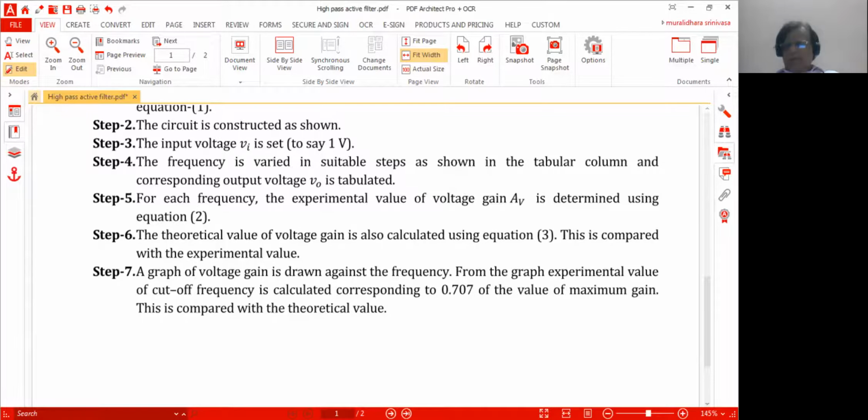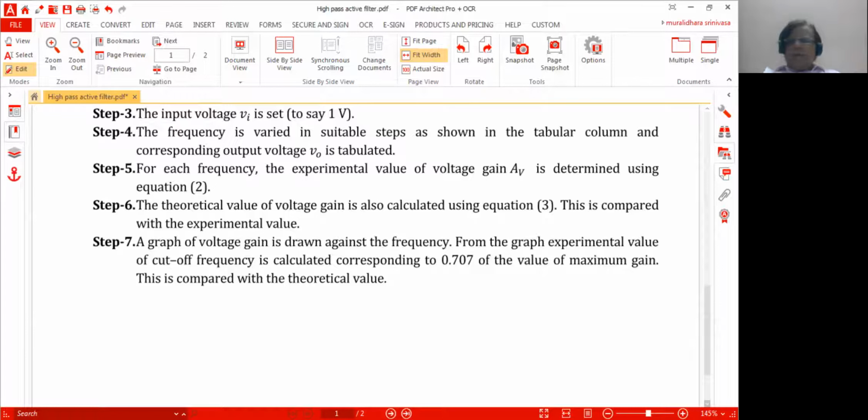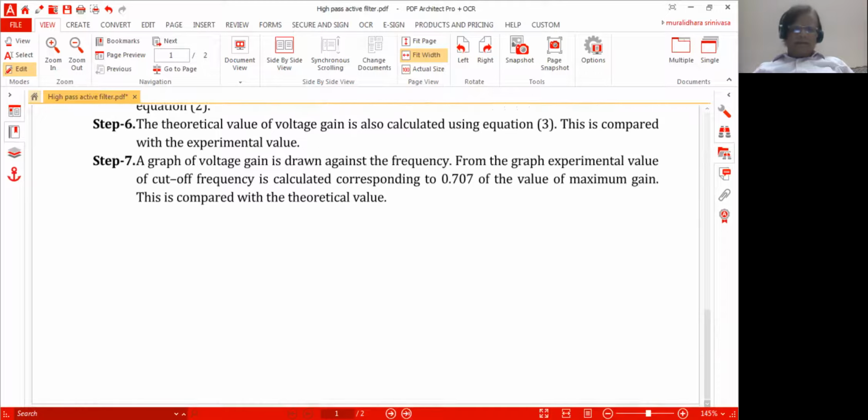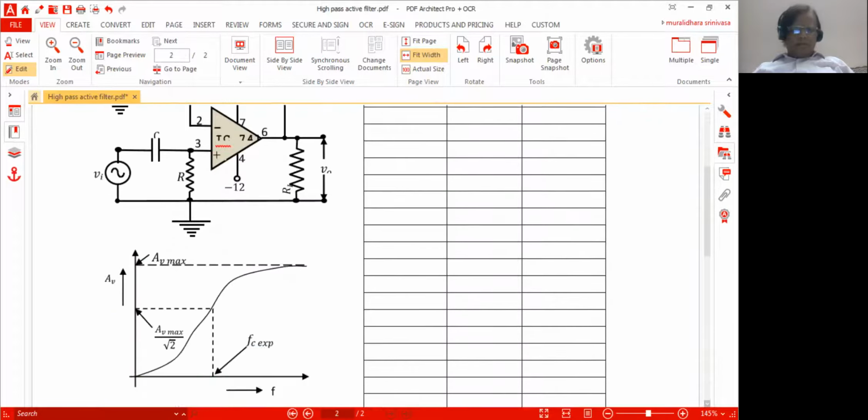If you have a semi-log graph paper, that will be very good. Then from the graph, you note the maximum gain, divide by √2, and you get the 3 dB point. Draw an ordinate to see what is the frequency at which the gain reduces by 3 dB. That gives you the experimental cutoff frequency. Once you have it, compare it with the theoretical value for concurrence. That's all you need to do.